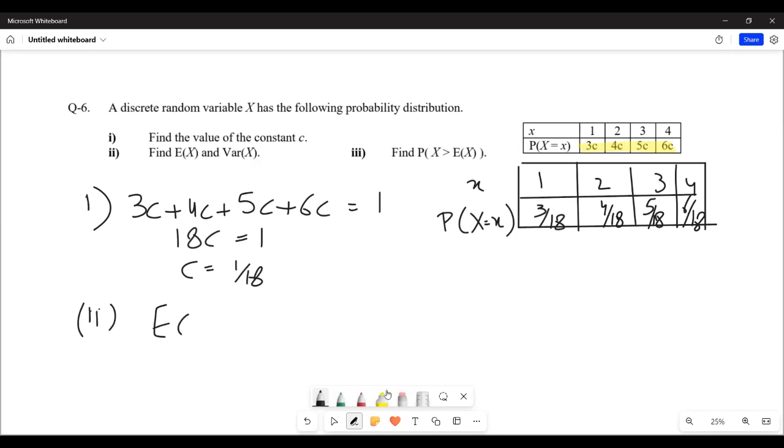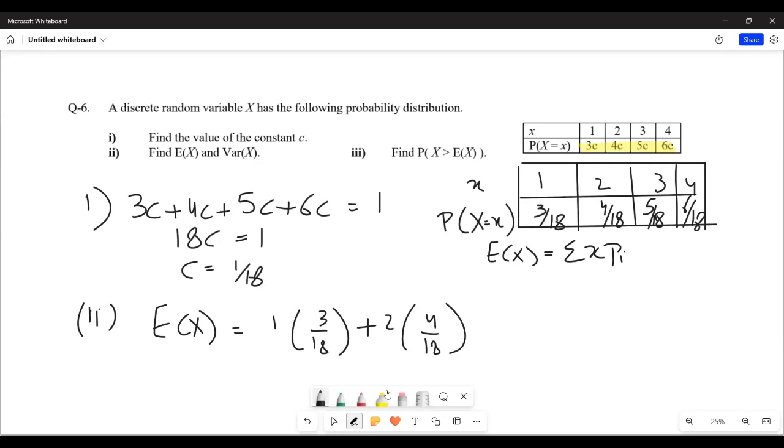So the formula for expected value is summation x times probability. So 1 times 3 by 18 plus 2 times 4 by 18 plus 3 times 5 by 18 plus 4 times 6 by 18, which gives 25 by 9.